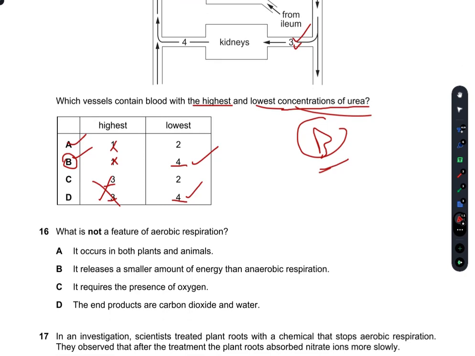What is not a feature of aerobic respiration? It occurs in both plants and animals. Yes, it does occur, so A is incorrect. It releases a smaller amount of energy than anaerobic respiration. No, it releases a significantly greater amount of energy than anaerobic respiration. So B is the right answer. It requires the presence of oxygen. Yes, it does. The end products are CO2 and water. Yes, it is.